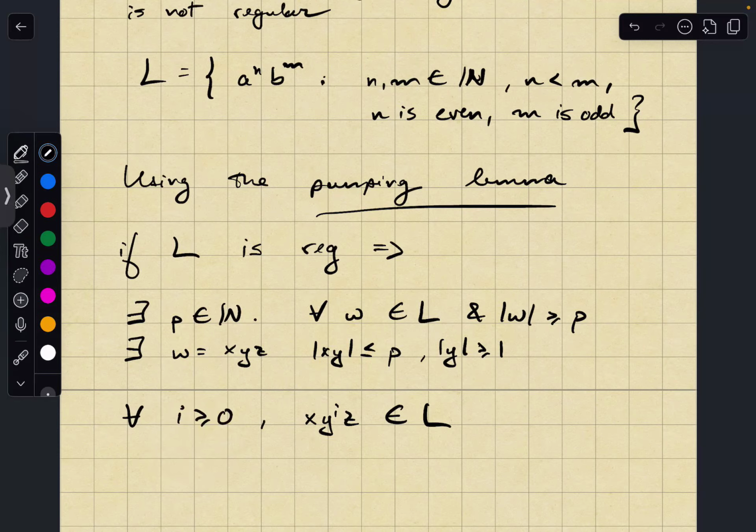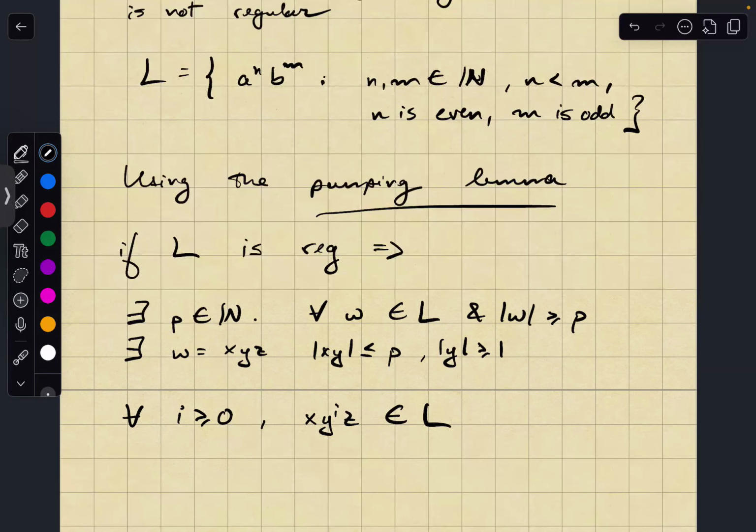There exists... it can be anything, from one to infinity, as long as there exists at least one. Okay. So that's what the pumping lemma says.